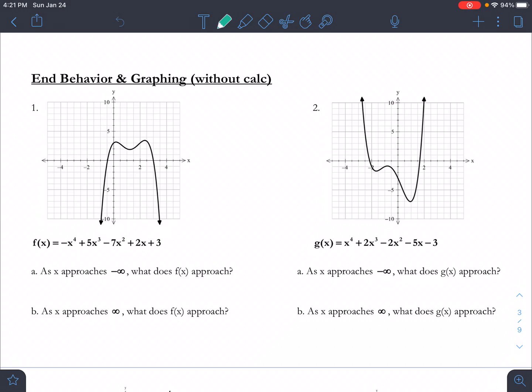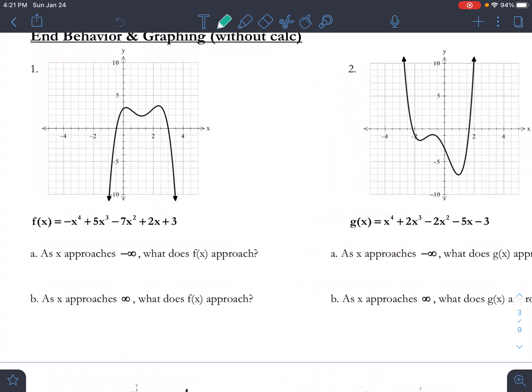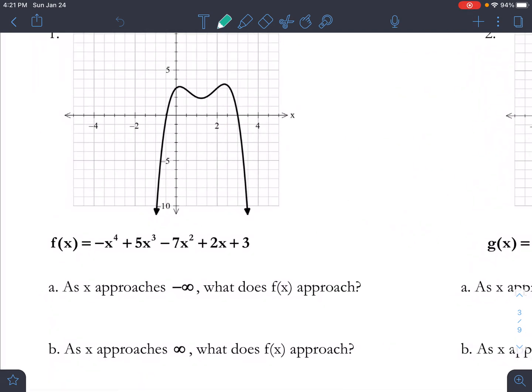Hi everyone, so today we're going to be working on end behavior and graphing without our graphing calculator. The first thing I want you to think about is we've talked about these as x approaches problems before. We usually talked about what happens as x approaches a number, and typically we were talking about vertical asymptotes. Now we're going to be talking about what if x approaches negative infinity or positive infinity.